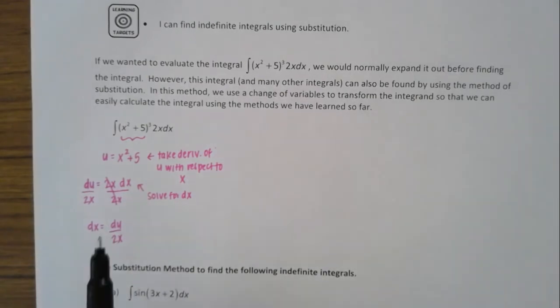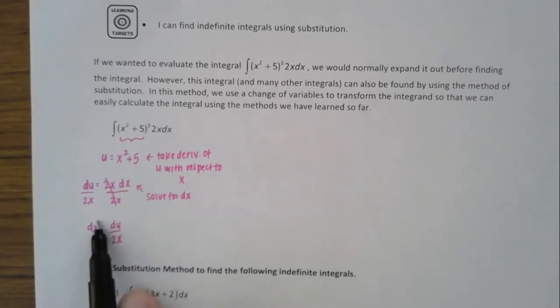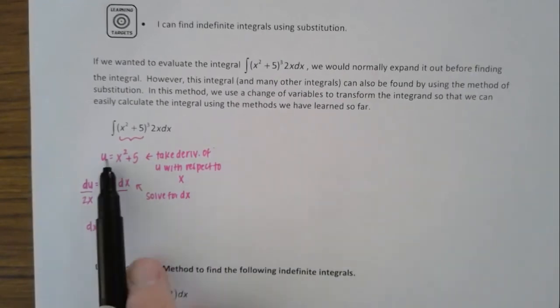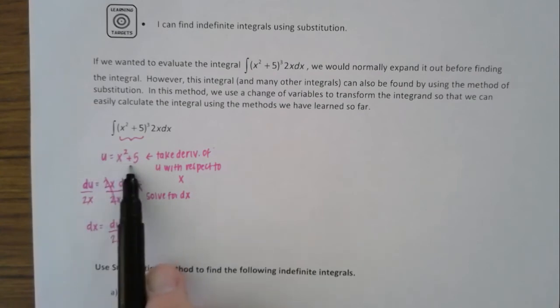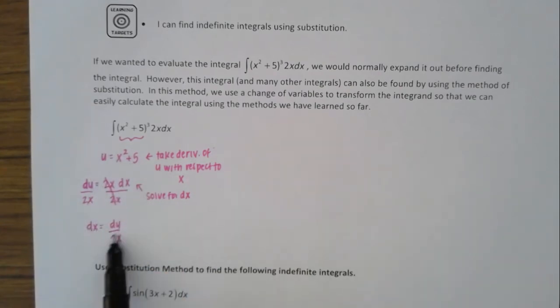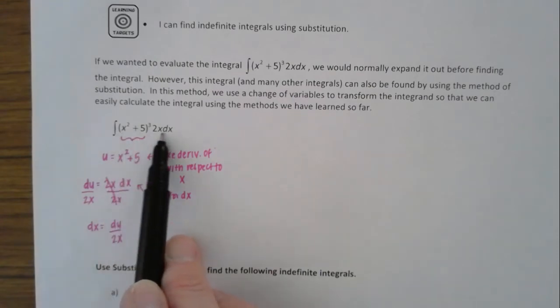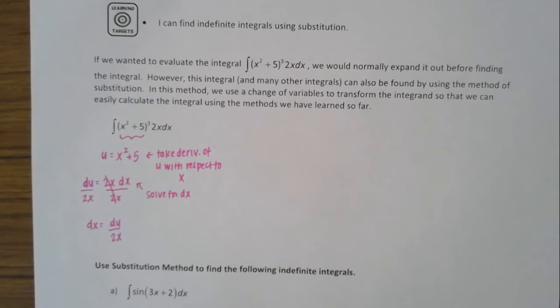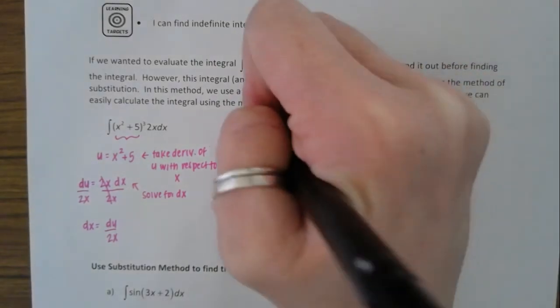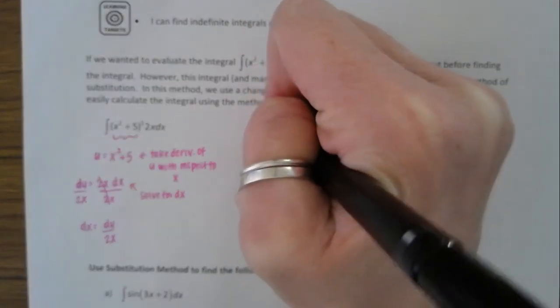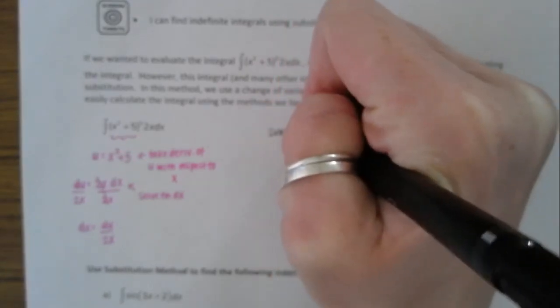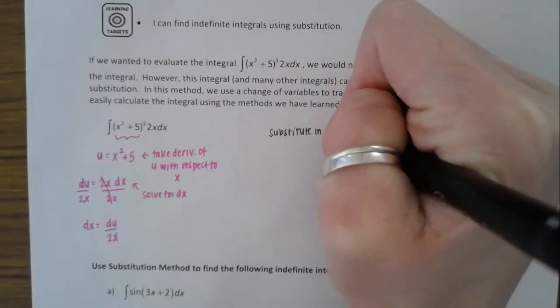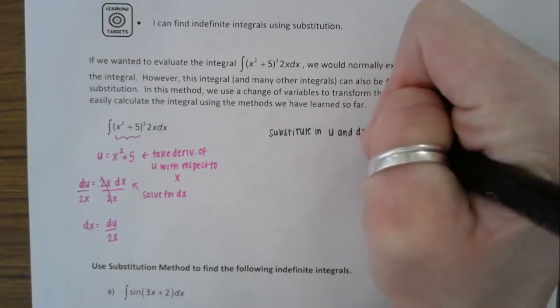The reason that we use substitution and solve for dx is that now we have what u is equivalent to, and now we have what dx is equivalent to. What we're going to do now is go back and simplify this integral by substituting in what dx is equal to and what u is equal to. And we'll see that something actually pretty nice happens. So now I'm going to substitute u and dx into the integral.